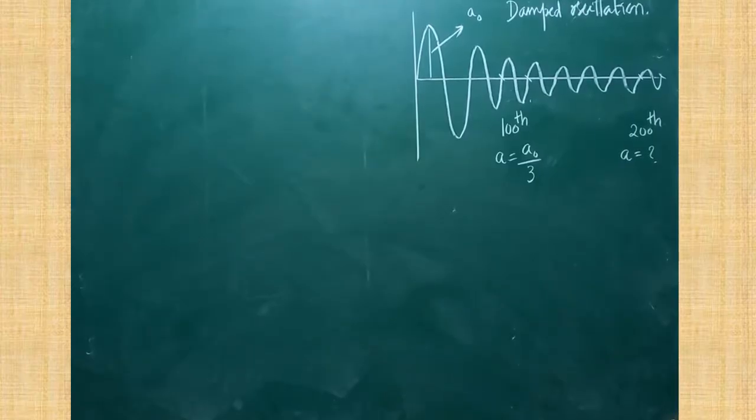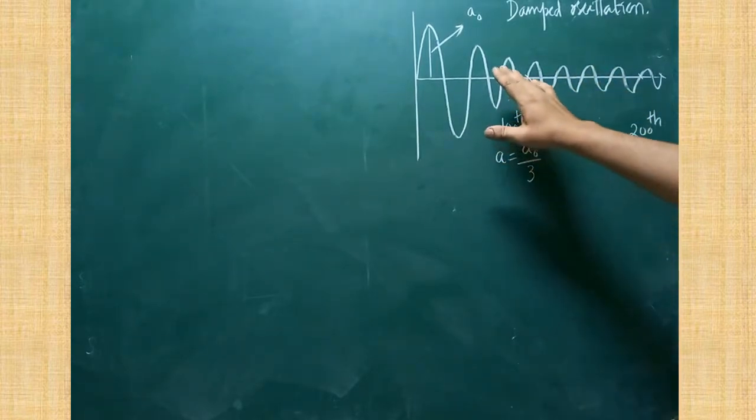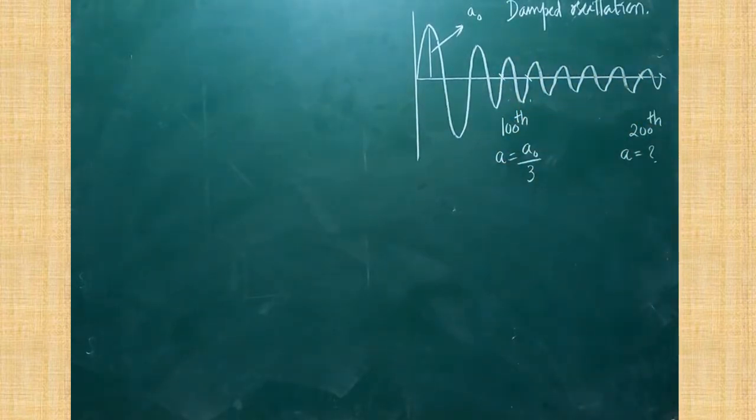Now we are going to solve problem number 13, an objective question in the oscillation chapter. First I will read the problem. Look here, this is the waveform of the damped oscillation. In this problem, when a damped harmonic oscillator completes 100 oscillations, its amplitude is reduced to 1/3 of its initial value.